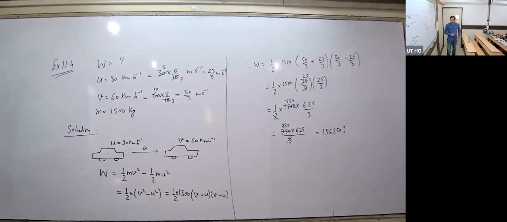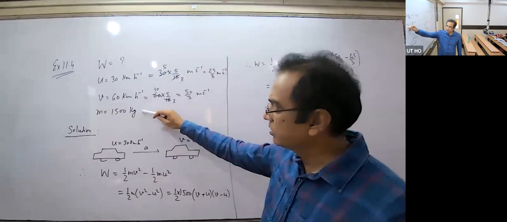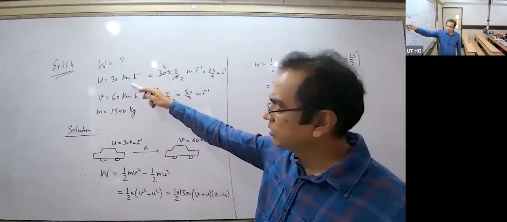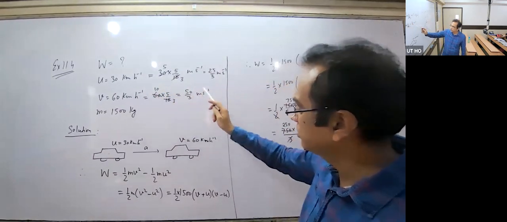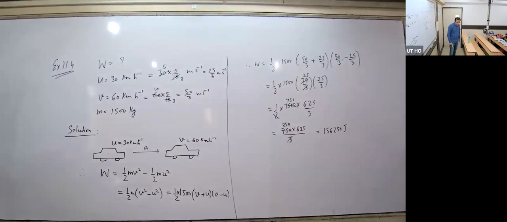Okay. So wherever you have a mixture of SI unit and some other unit, you convert all the given data into SI unit and then do the calculation. Okay.